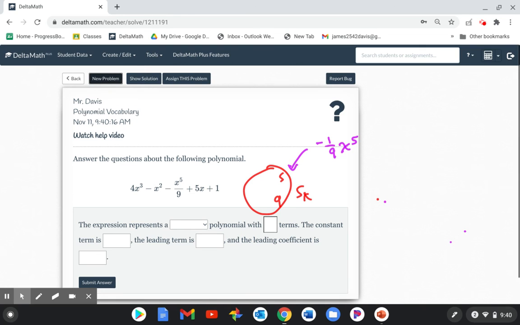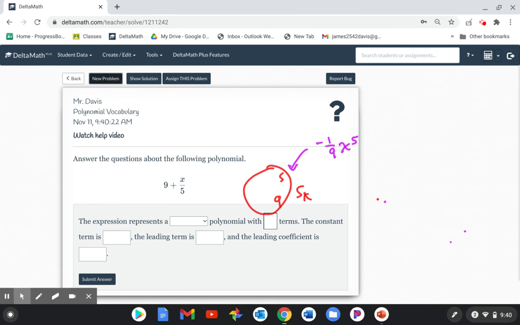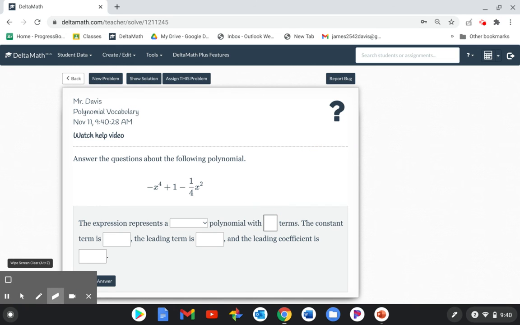And there we go. All right, let's do one more. All right, well, this one, the expression is a blank polynomial. So find the biggest power. Biggest power is a fourth. That makes it a quartic polynomial. How many terms? We've got 1 term, 2 terms, 3 terms.